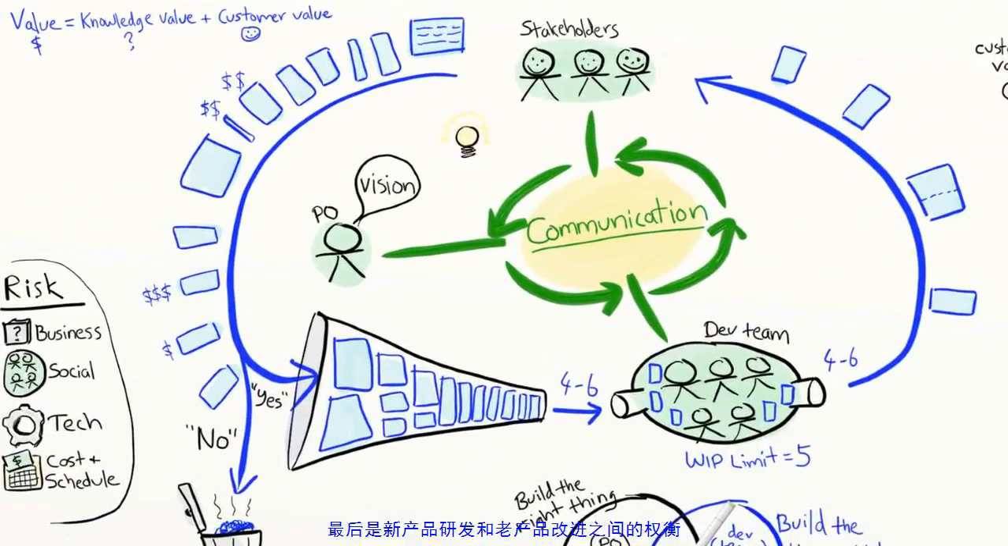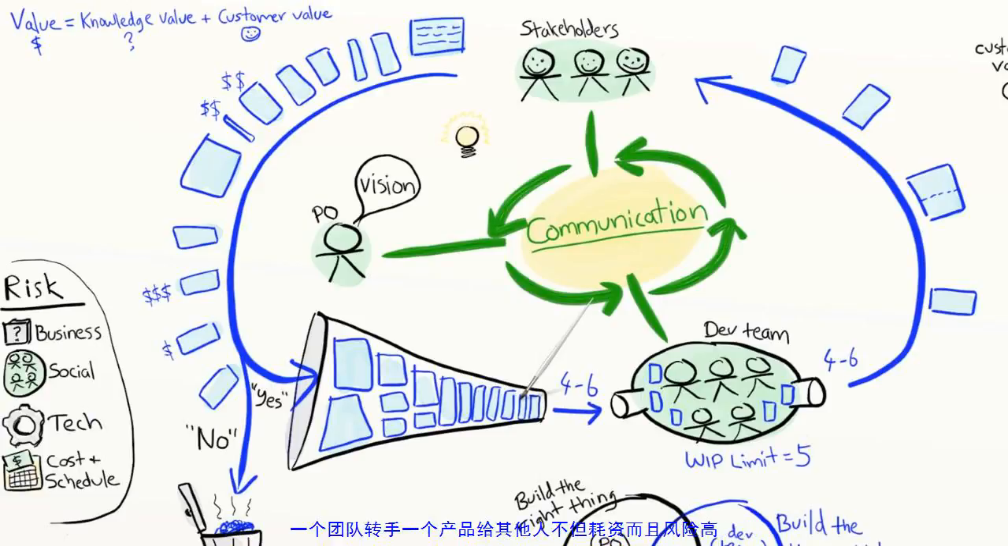Finally, there is a trade-off between new product development and old product improvement. Product backlog is actually a slightly confusing term because it implies that there is only one product. And project is a confusing term too because it implies that product development ends. A product is never really finished. There's always maintenance and improvements to be done, all the way until the product reaches end of life and is shut down. So when a team starts developing a new product, what happens to their last one?